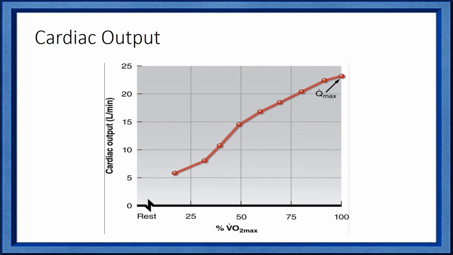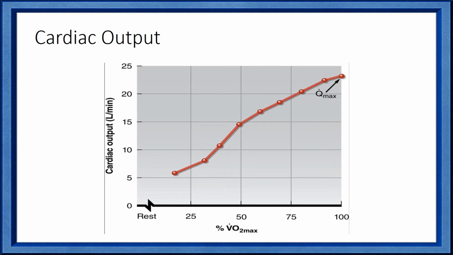There is a linear correlation between maximal oxygen consumption and cardiac output. That is why VO2 max is considered to be one of the best indicators of cardiovascular fitness and has been shown to be a key determinant of endurance exercise performance.